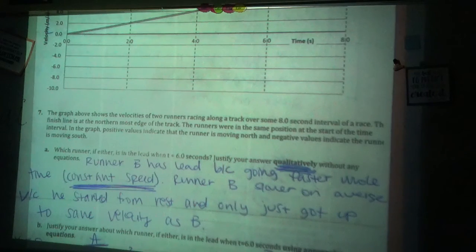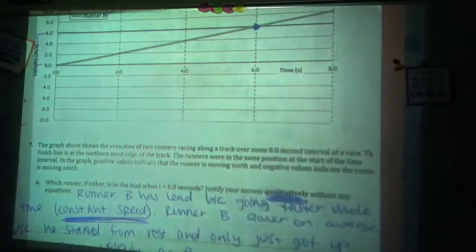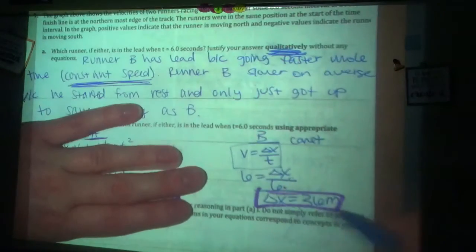And then part B is asking us to answer the same question, but now I want to answer it using equations. So not saying, oh, well, because he's going faster, he'll go farther. Now I want you to actually plug in numbers, show equations. So B is easy because B is going at a constant velocity. I can use v equals delta x over t, my constant velocity equation. It had a velocity of 6 for 6 seconds, so then you just multiply up and you get the displacement for B was 36 meters.